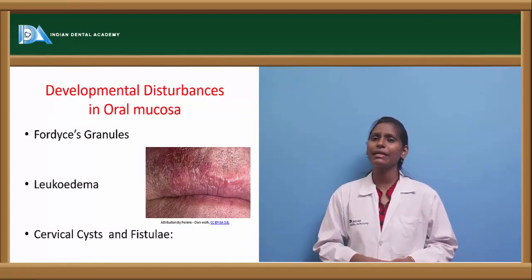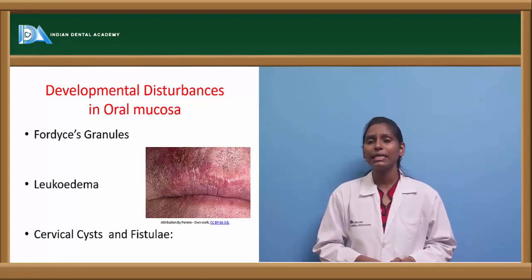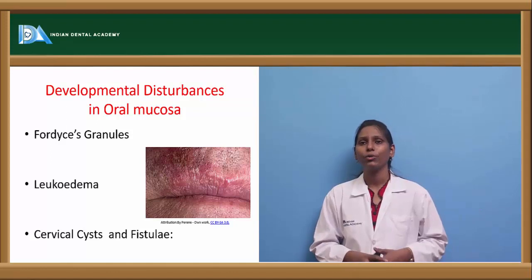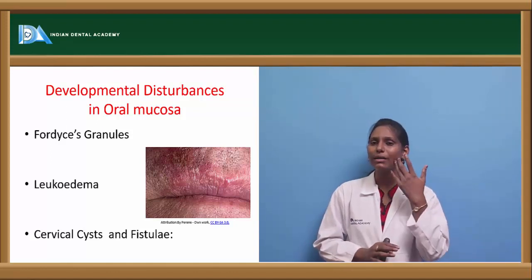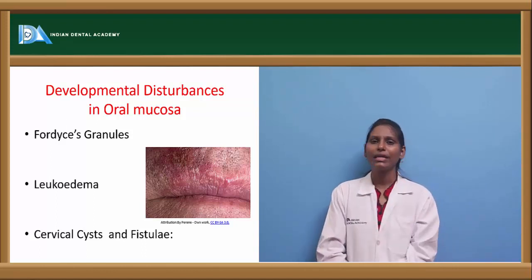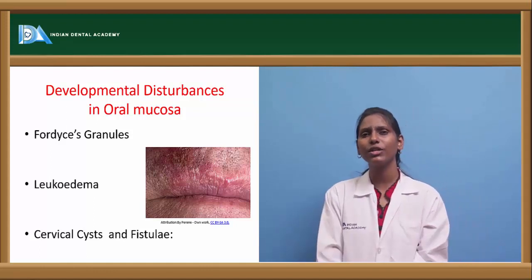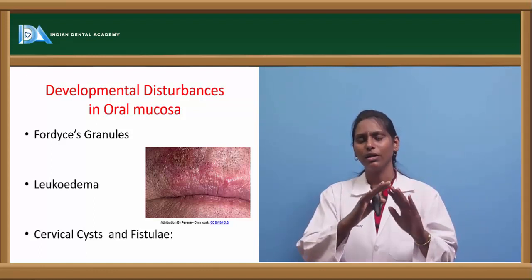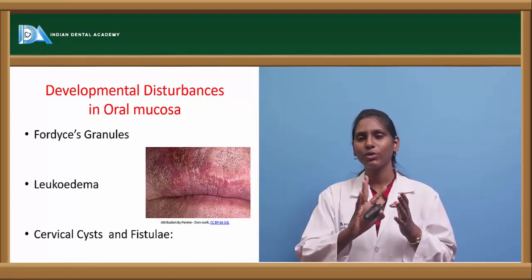We have various developmental disturbances of mucosa. One of them is Fordyce granules. Fordyce granules are nothing but ectopic eruptions of sebaceous glands, usually seen on the buccal mucosa and also on the vermilion border of the lip. Usually they are non-functional in nature, and if they are occurring on the buccal mucosa, they are usually seen around your Stensen's duct region. Usually nice yellowish papules are seen.